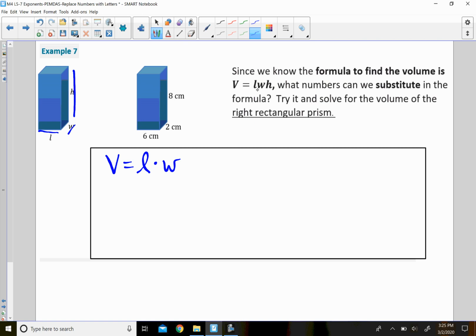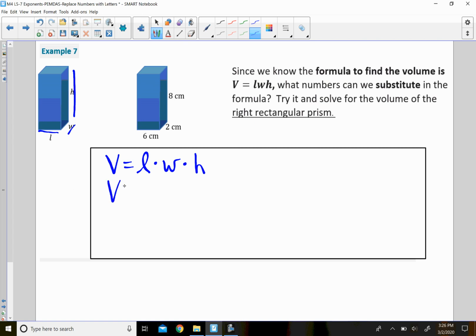And let's go back to here. How do I know it's multiplying? It goes along with that invisible math sign, that orange sign up at the top by the invisible math. 2 letters with no symbol means it's multiplication. So volume equals length times width times the height. The volume is what we're looking for.